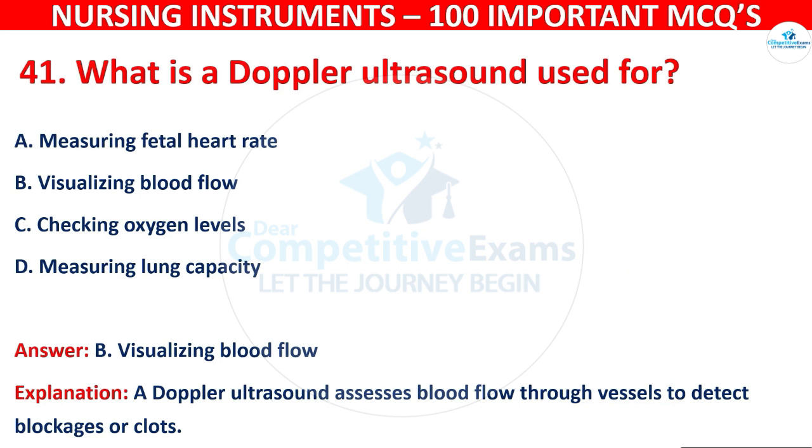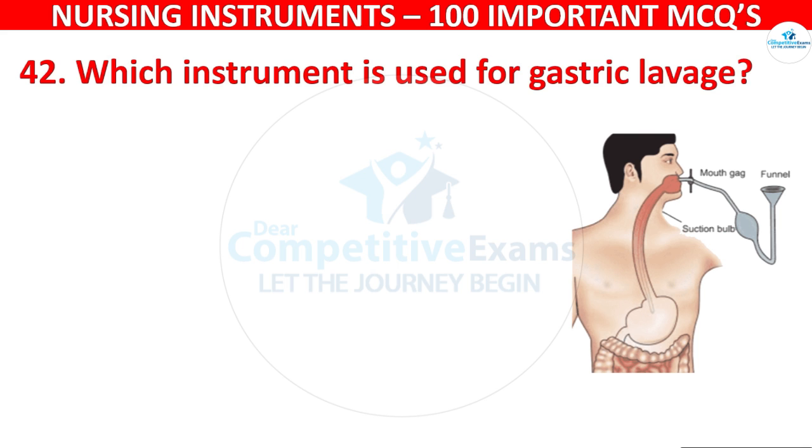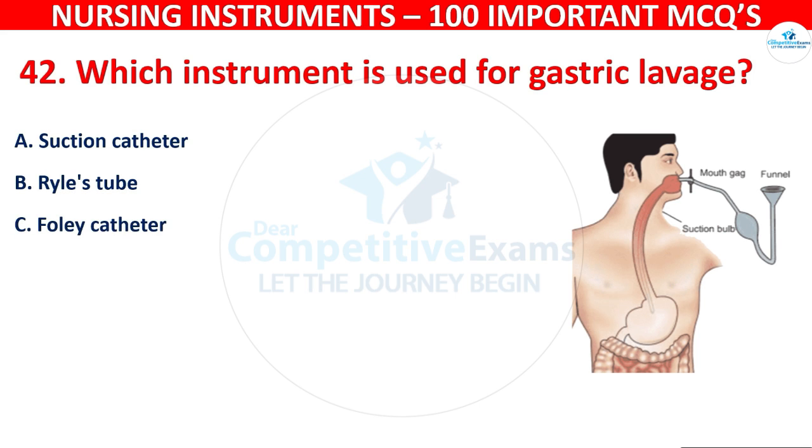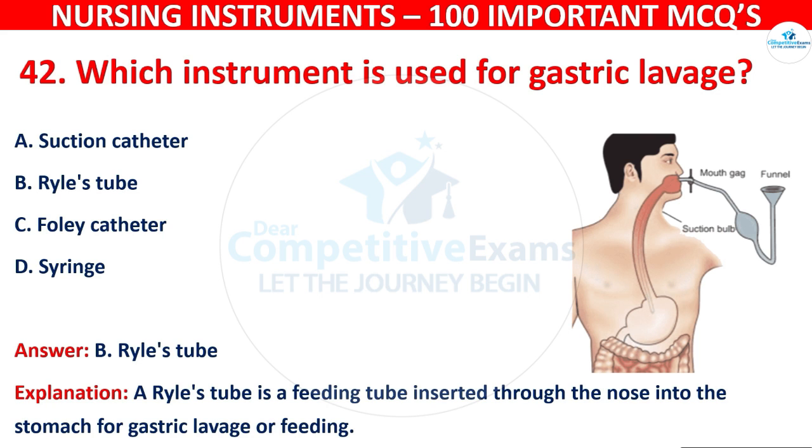Question number 42. Which instrument is used for gastric lavage? Your options are suction catheter, Ryle's tube, Foley catheter, or syringe. The correct answer is B, that is Ryle's tube. A Ryle's tube is a feeding tube inserted through the nose into the stomach for gastric lavage or feeding.